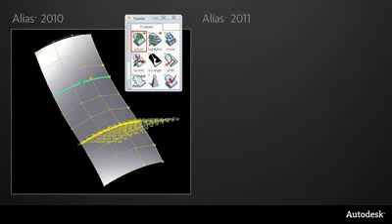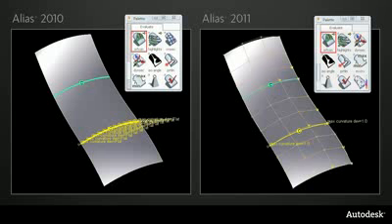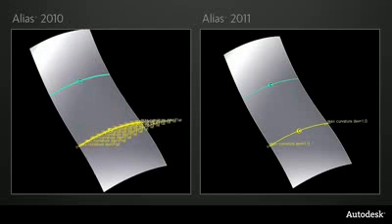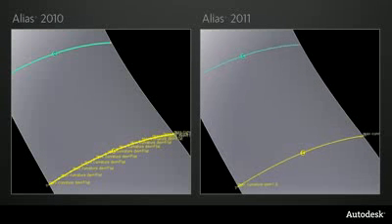And now the surface continuity locator has an improved display. You can see that the green line at the top is thinner and clearer, and on the yellow line at the bottom, the display for flat curvature has been simplified.